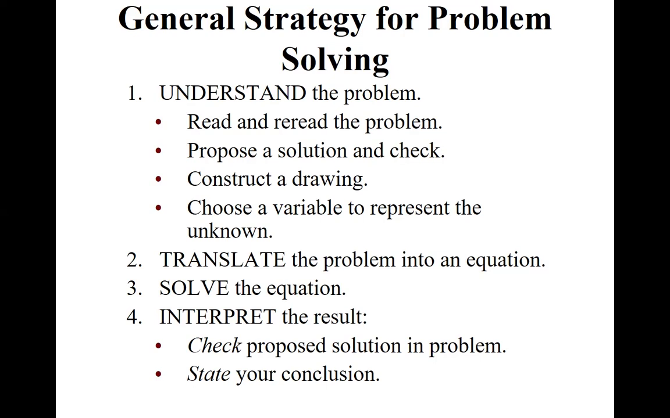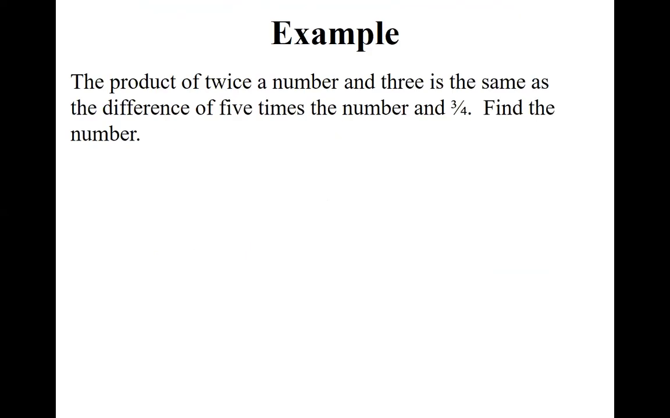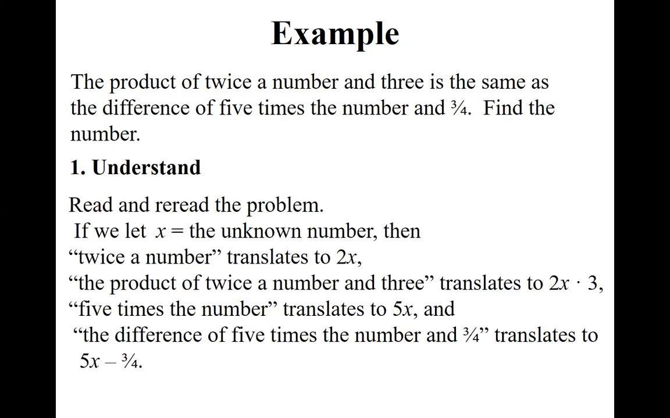Let's take a look at another example. The product of twice a number and 3 is the same as the difference of 5 times the number and 3/4. Find the number. So step 1, understand. Read and reread the problem. The product of twice a number and 3 is the same as the difference of 5 times the number and 3/4. We're going to need an unknown number.